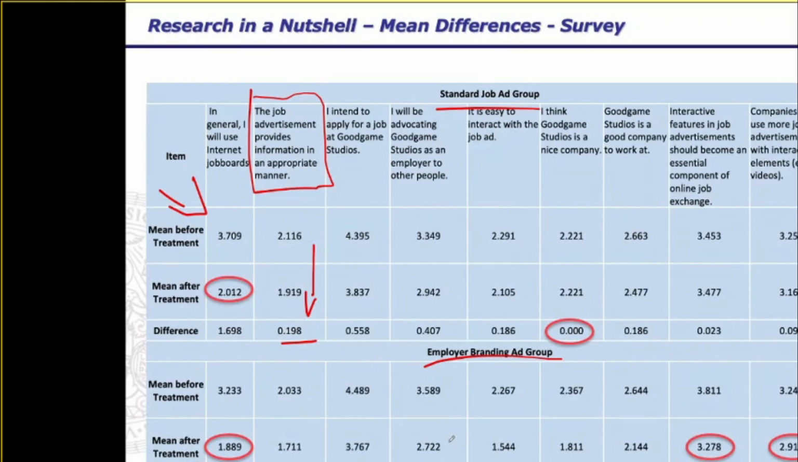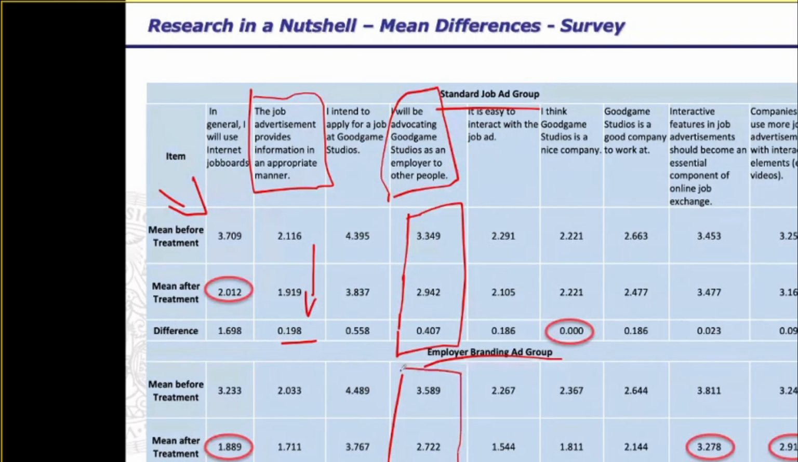And just by comparing them, for example, here, "I will be advocating Good Game Studios as an employer to other people, recommending jobs." Super important nowadays. Can you recommend this employer? And just recall, it's just based on design. In general, people were more positive, even with just regular text. So maybe that sounded interesting. But you see, for the employer branding ad, people started to recommend this company so much more. So the difference was amazingly huge.